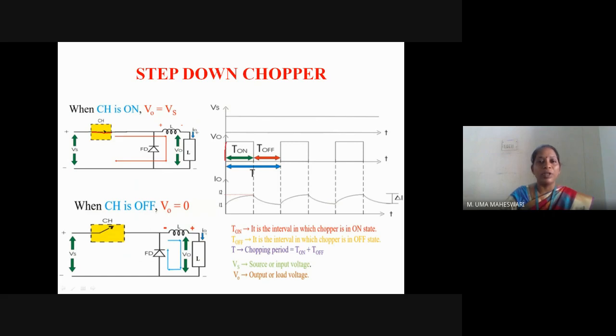So the output voltage magnitude V output is equal to Vs. So during the switch on condition, we are obtaining the output voltage, and the output voltage magnitude is equal to the Vs value. So this is your mode 1 operation. Now when the switch is in off state, it is acting as an open switch. There is no connection between the source and the load.